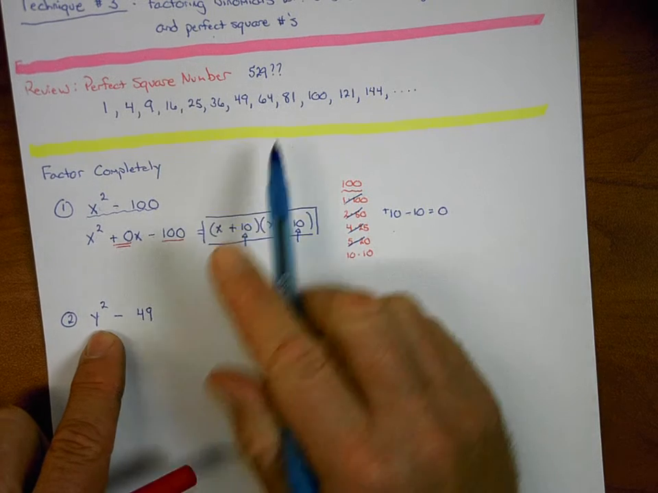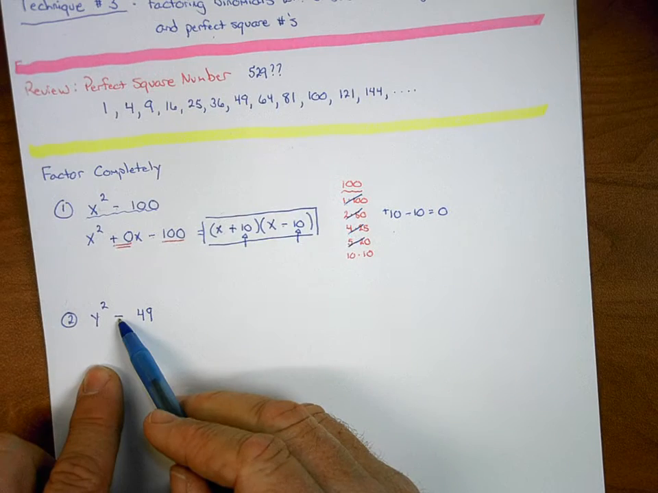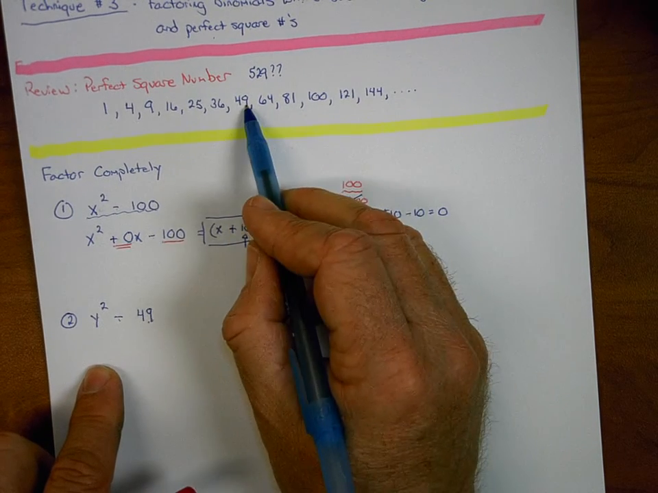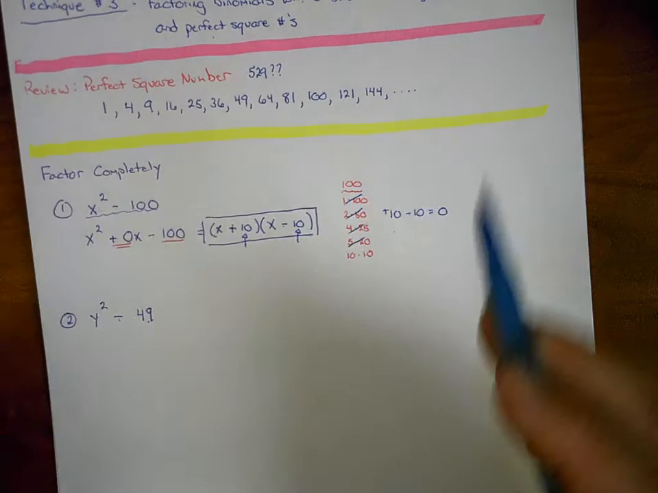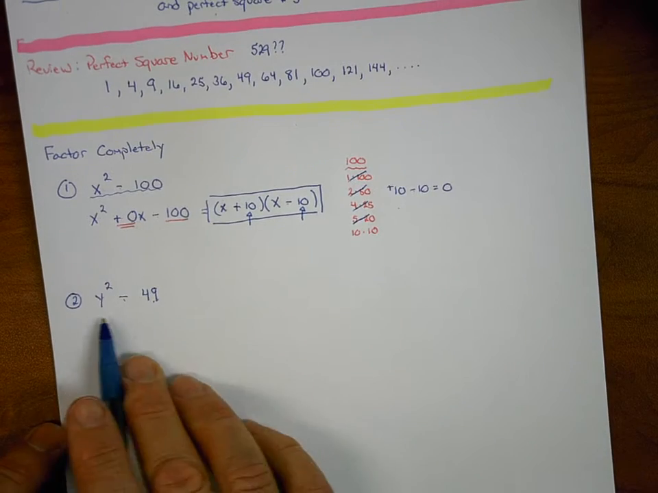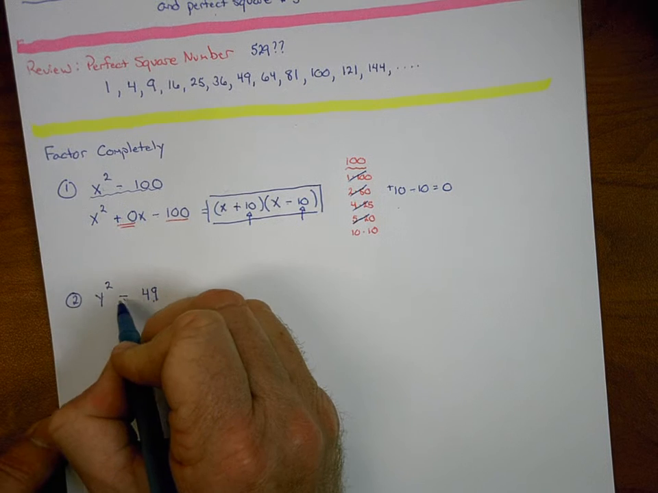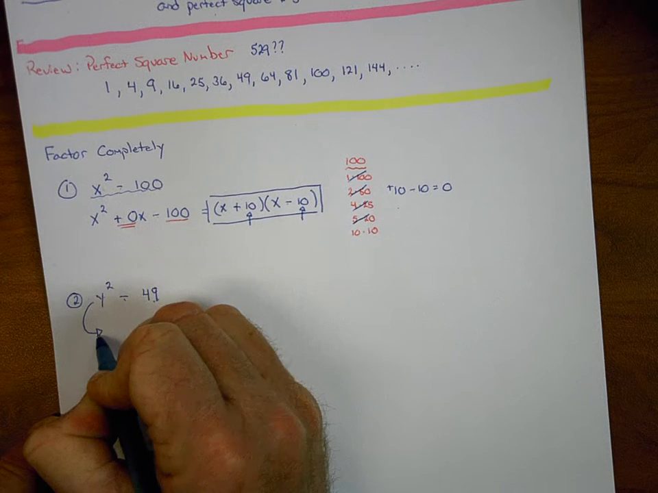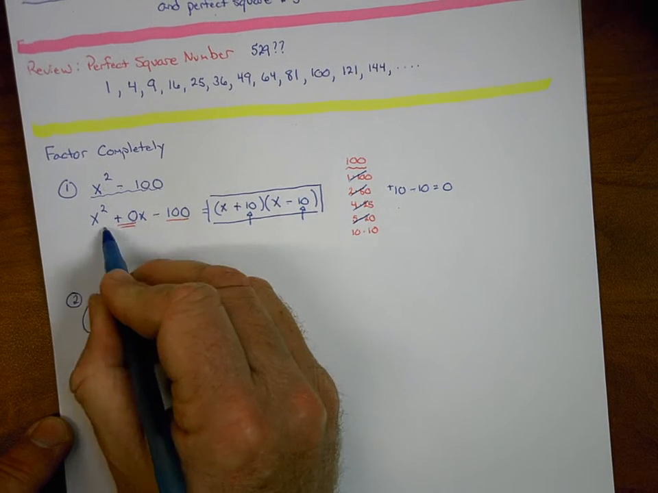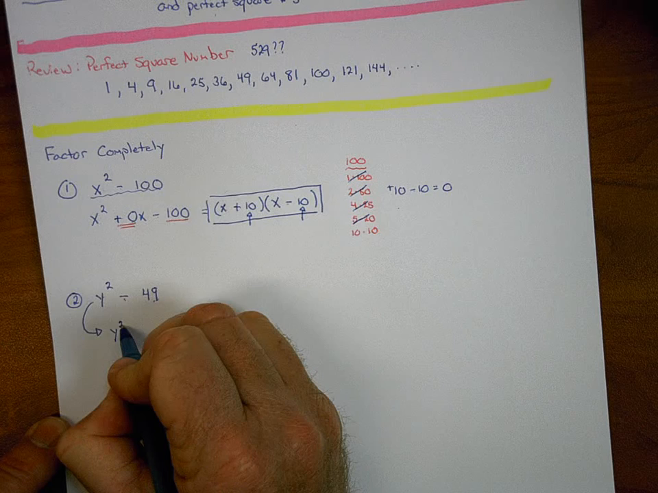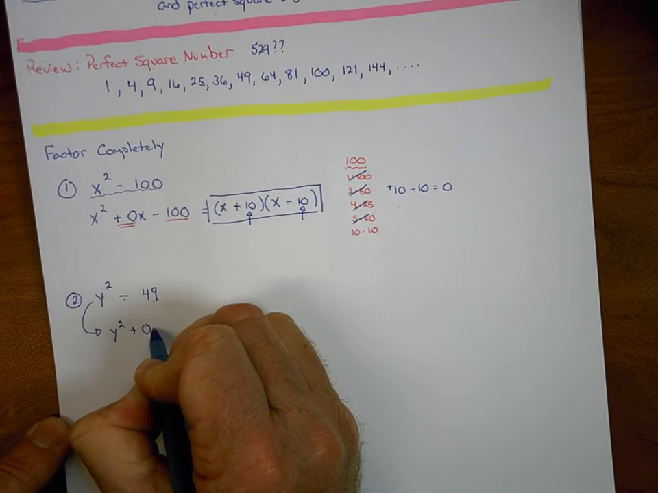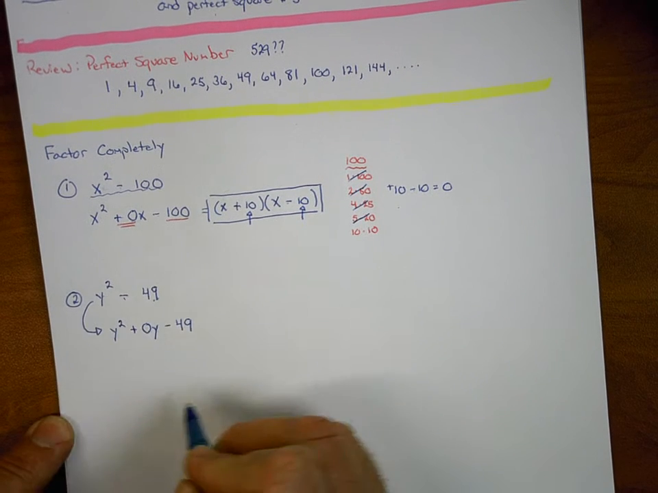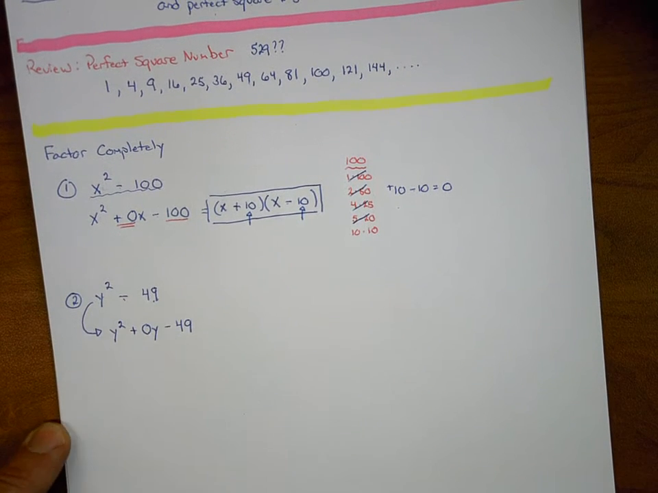So it is a binomial. Do we have a subtraction sign? Yes, we do. Is this number here, 49, a perfect square number? Yes, it is. So this qualifies as factoring technique number 3. So what do I do when I have a binomial with a subtraction sign and a perfect square? Well, I change it into a trinomial. I keep the y squared, then I put plus 0y, and then I keep the minus 49. So I change it into a trinomial, putting the middle term as 0y.